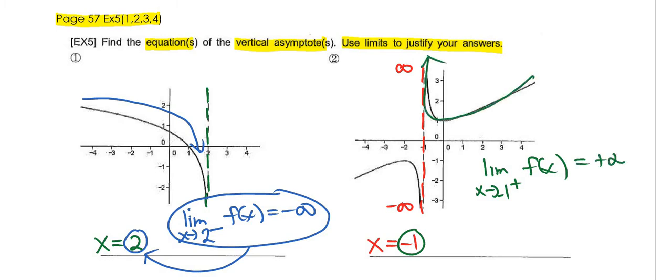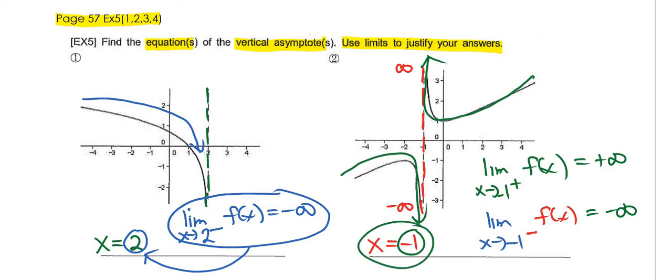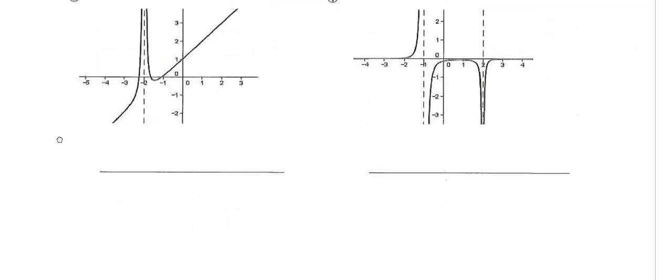so that equals positive infinity. And then I need another limit statement as x approaches negative 1, but this time I'm approaching negative 1 from the left-hand side. And if I'm approaching negative 1 from the left-hand side, it's also reaching a height of negative infinity. And there you go. You have two limit statements to verify that your vertical asymptote is at x equals negative 1. Moving on to question number 3.